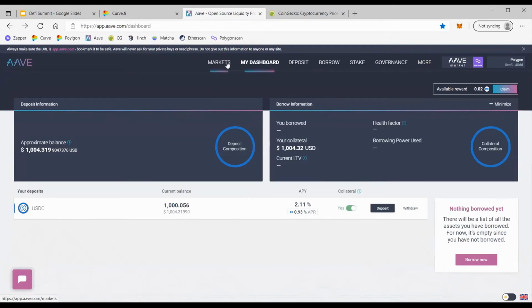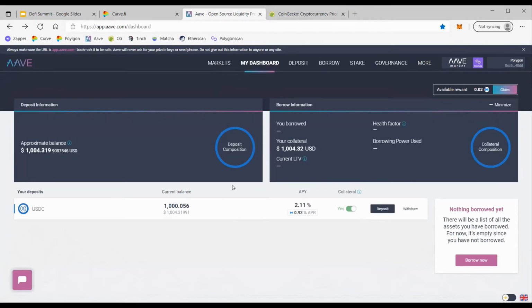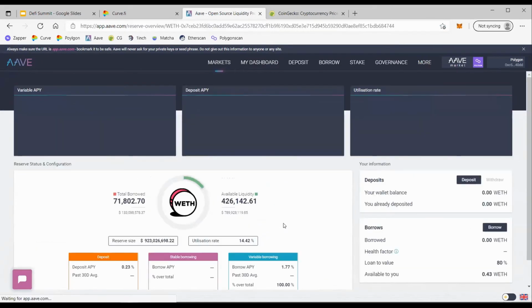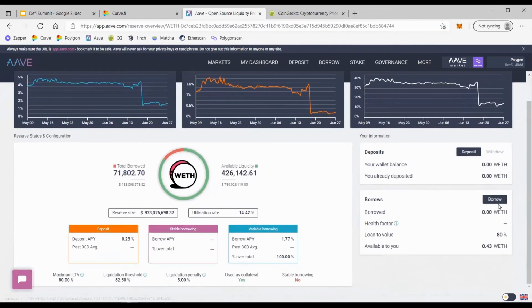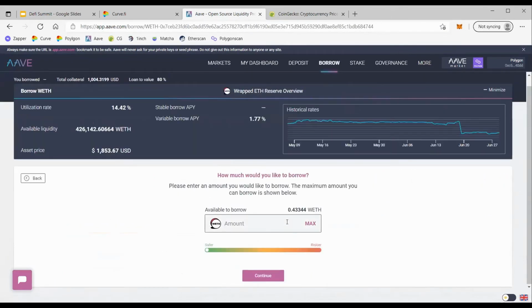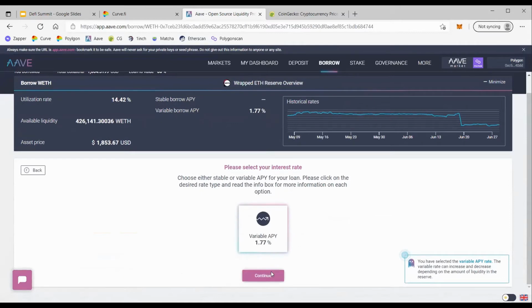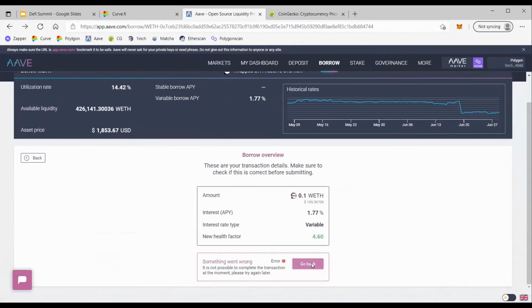Now, what's interesting about Aave, again, here, I've deposited USDC, which means now I have collateral on the website. With collateral, you can then take a loan out. So if I wanted to borrow Ethereum, I can actually request to borrow Ethereum and borrow something like, let's just do something like 0.1 as an example. And 0.1 will tell you the APY for how much you have to pay. You click continue.